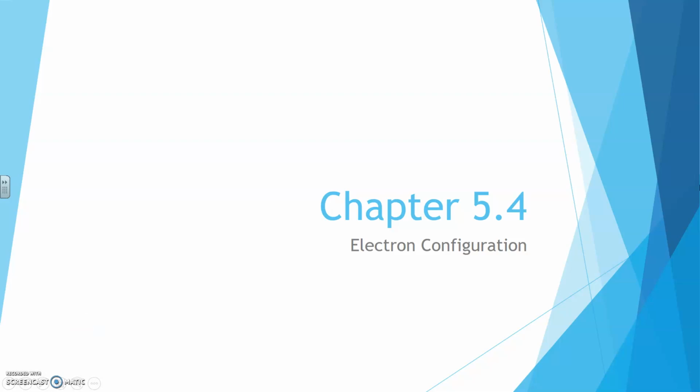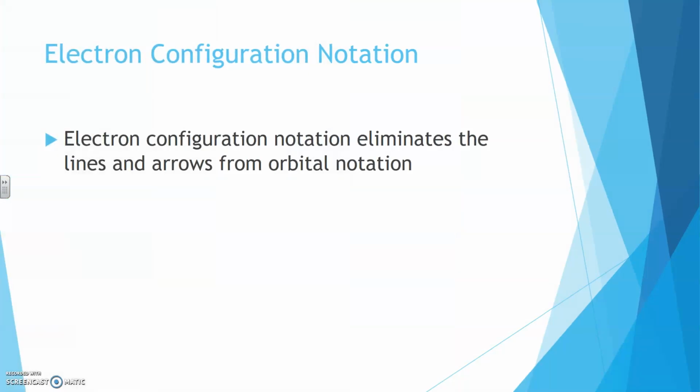In this section, we're going to talk about electron configuration. This is a way of identifying an atom specifically by its electrons and what energy levels they're in, what orbital specifically they're in. So electron configuration notation eliminates the lines and arrows from the orbital notation. So you still have the number of electrons that are in each specific orbital.